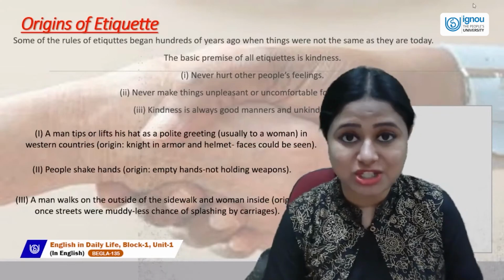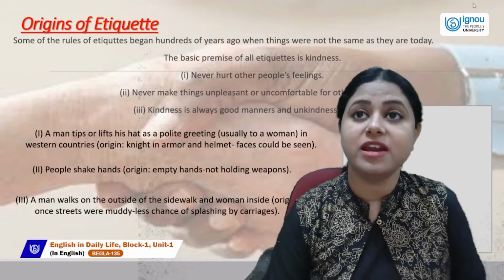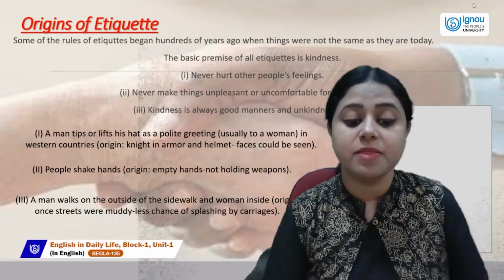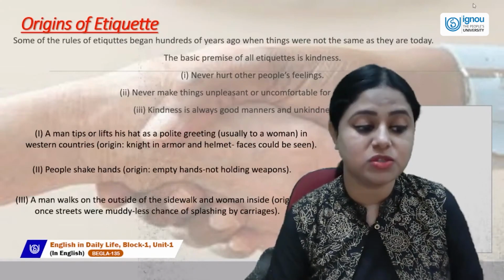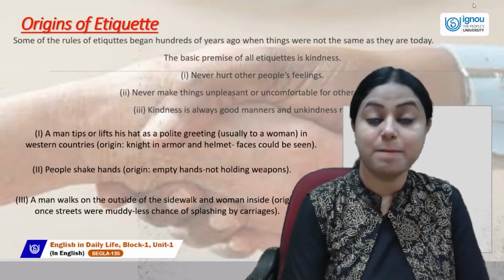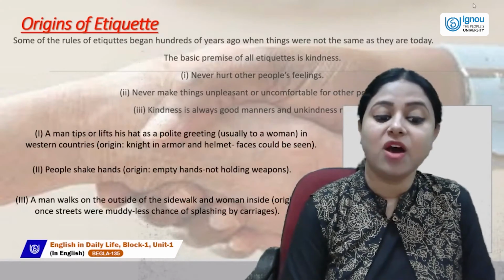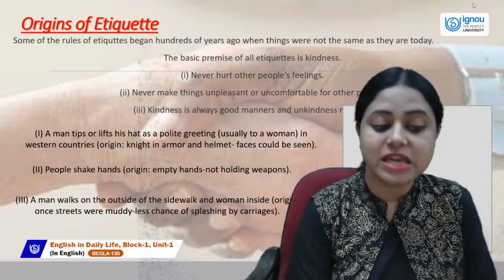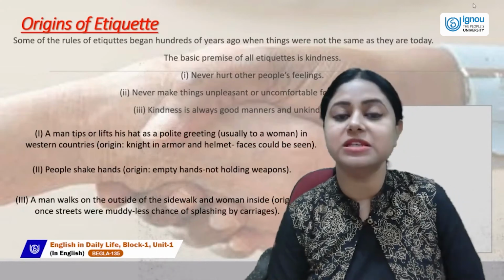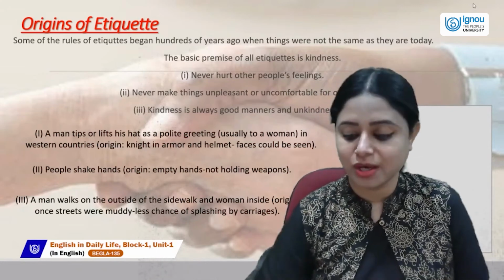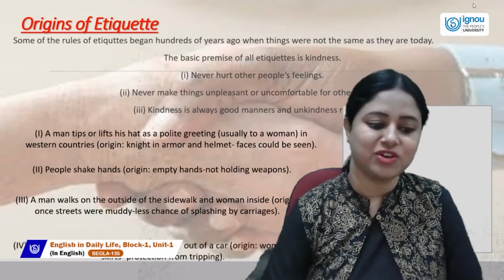as developed as they are today. So there were muddy roads, and if the carriages would pass, then they would splash the mud on women's dresses. So the trend was that the man would walk on the outside of the sidewalk and women will walk inside, right, to protect their outfits from getting splashed by carriages. Okay, so these are very interesting origins.